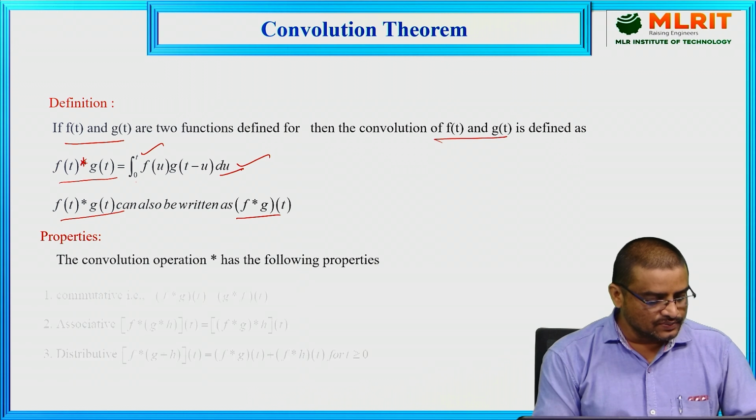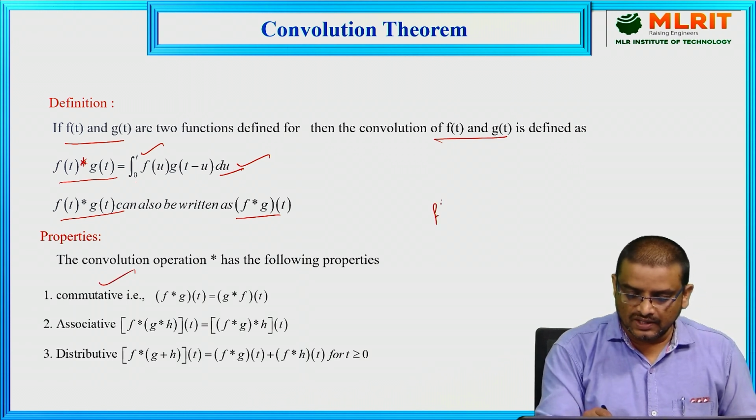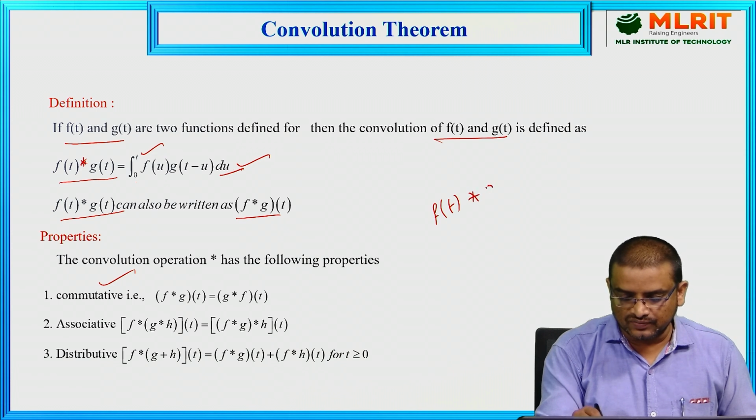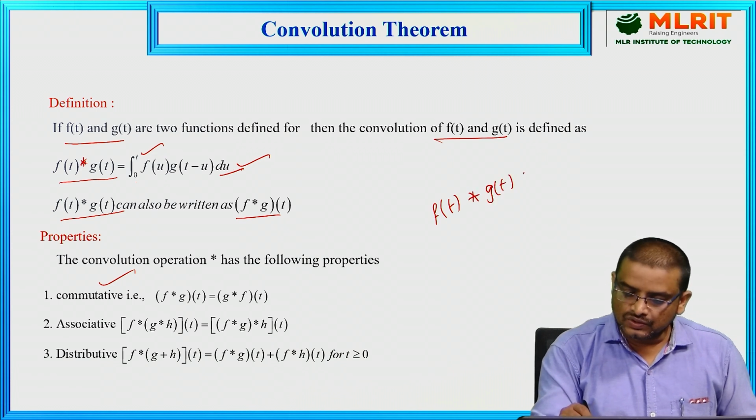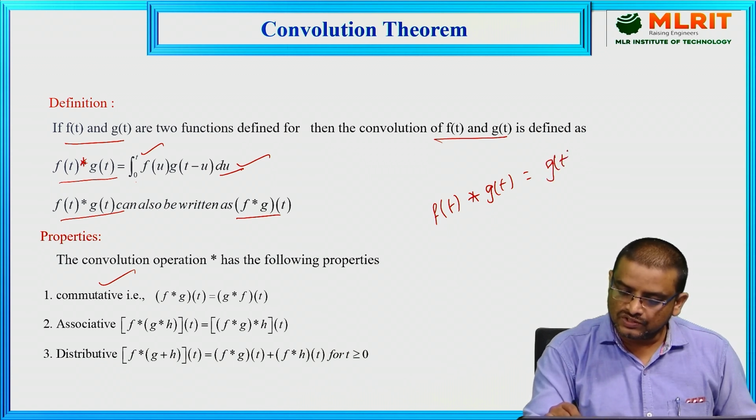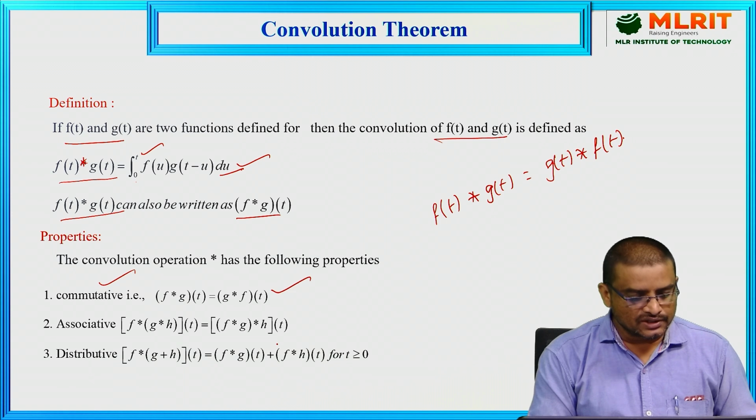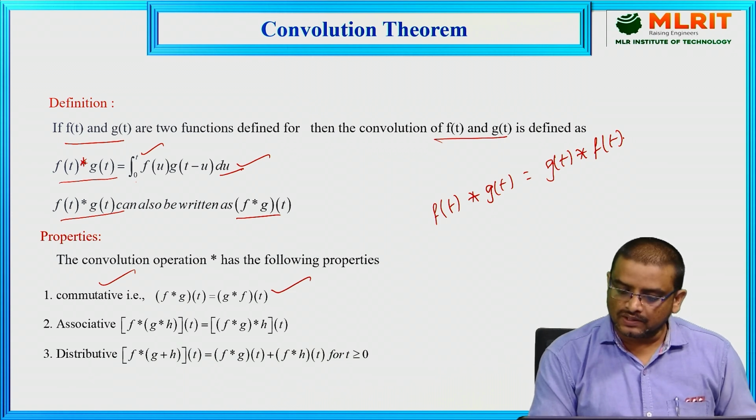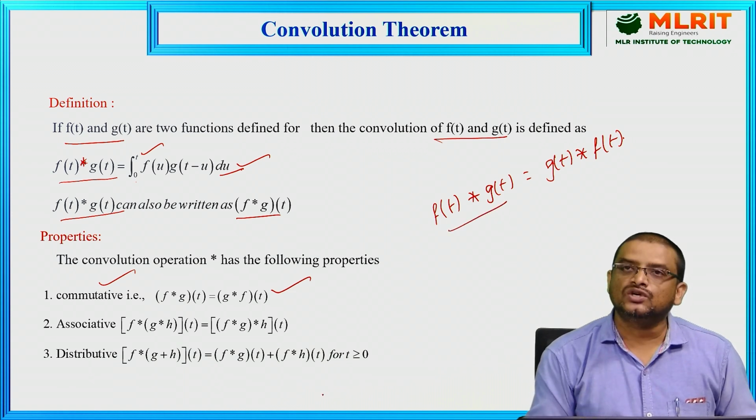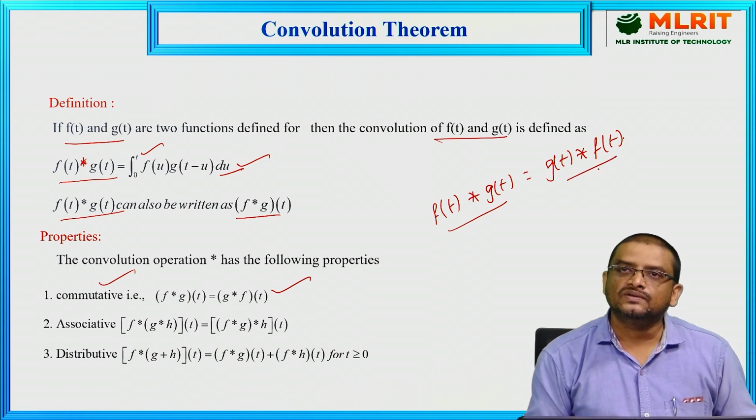So the first property is commutative property. Suppose we can take f of t star g of t. So this convolution, even though if you take f of t star g of t, this value is equal to g of t star f of t. So this convolution product satisfies this commutative property, which is defined as f of t star g of t is equal to g of t star f of t.